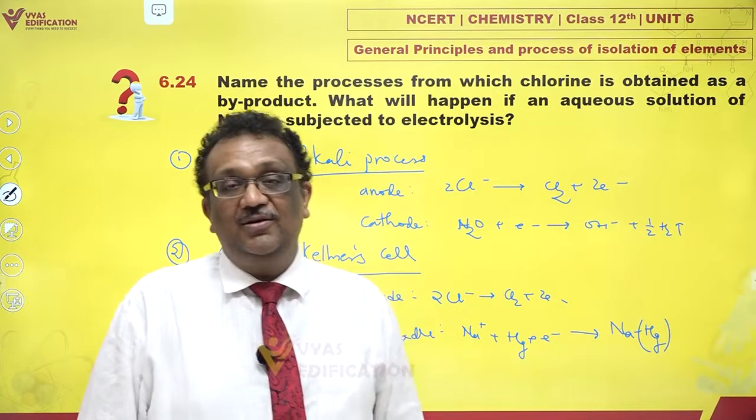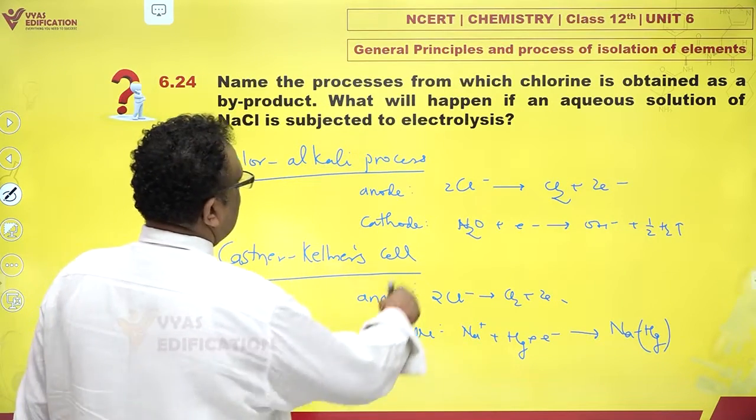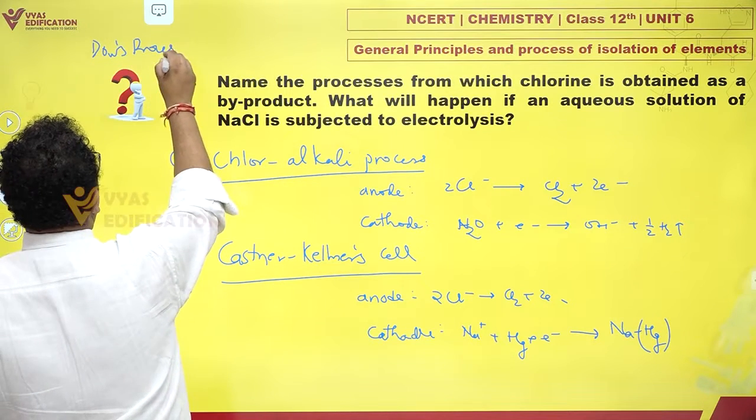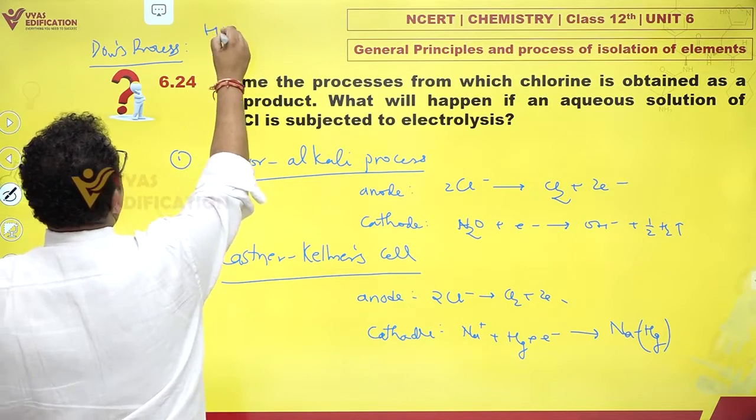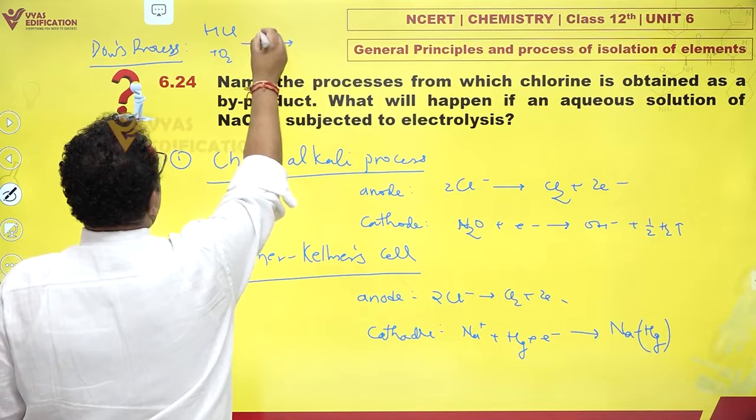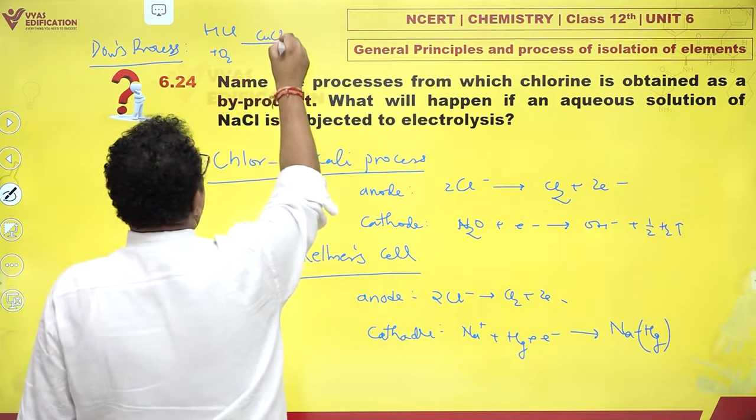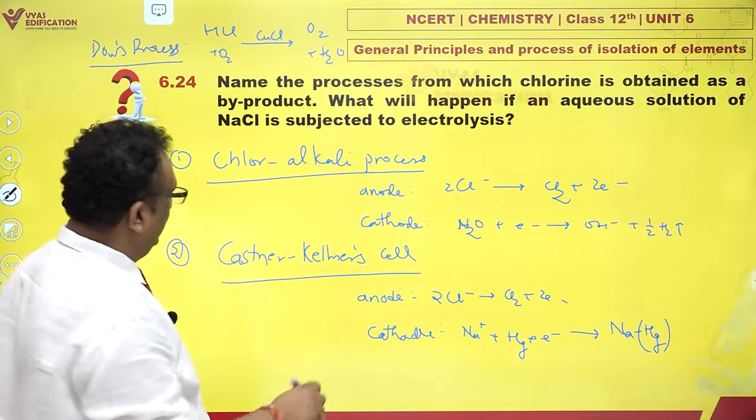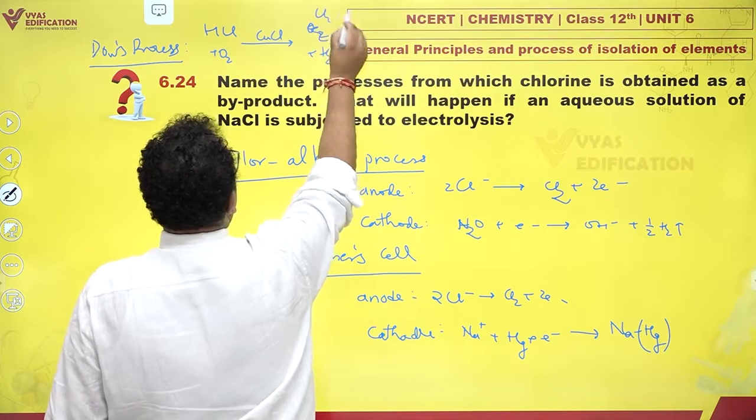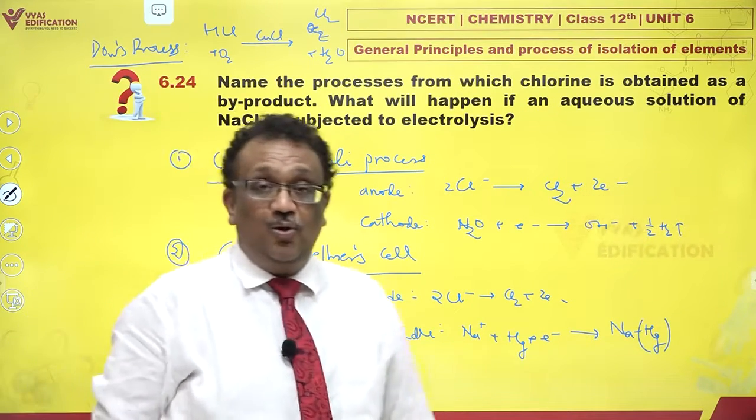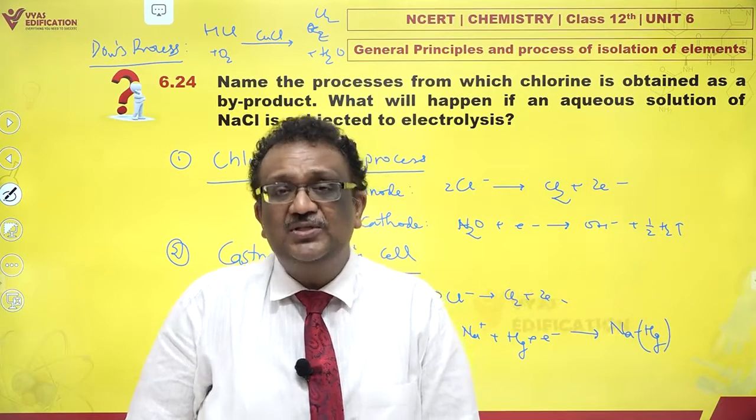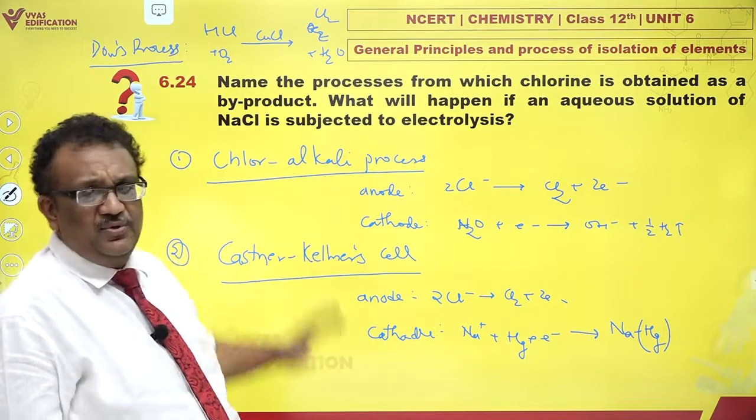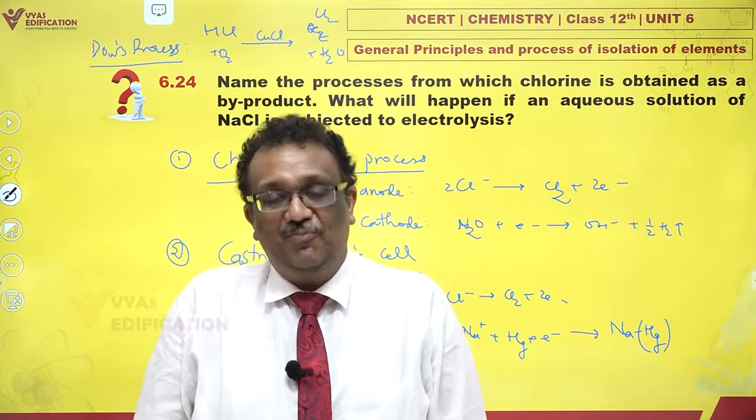There is also a third process, which is Dow's process. In Dow's process, HCl is oxidized by oxygen in presence of CuCl catalyst, and it gives you O2 and H2. Sorry, not O2, it gives you Cl2 and H2. So that also is a commercial process by which chlorine can be obtained. These are more popular. This is an older process, but nonetheless, these are the names of processes which do the job.